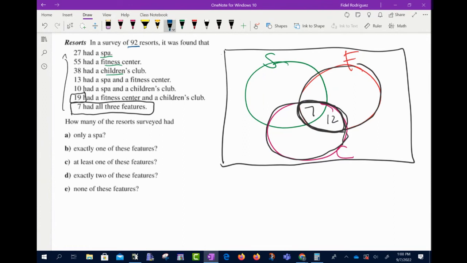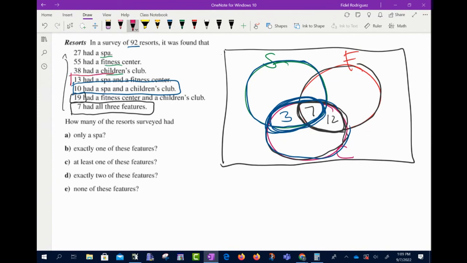Okay, look at the next part. It says 10 had a spa and a children's club. So here's my spa circle. Okay. Here's my children's club circle. So those 2 circles overlap right here, y'all. And that overall number has to add up to 10. Well, if that piece is 7, that one's going to have to be 3, isn't it? Okay, awesome. We're almost done.